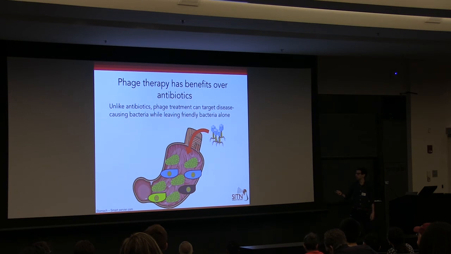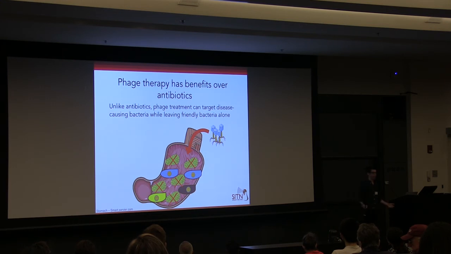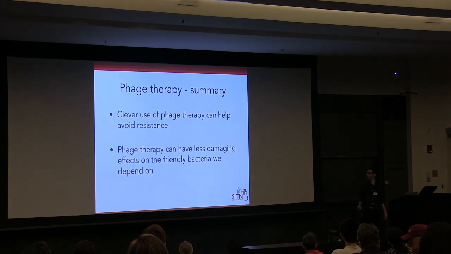Phage, on the other hand, you can use phage that are specific against the exact bad bacteria that you're trying to target. So with this treatment, you're actually going to get rid of all of your nasty bacteria while keeping your friendly bacteria alive. So in summary of phage therapy, clever use of phage therapy can help avoid resistance. And phage therapy can have less damaging effects on the friendly bacteria we rely on. In any case, in the future, phage therapy will be an important tool to combat bacterial infections.